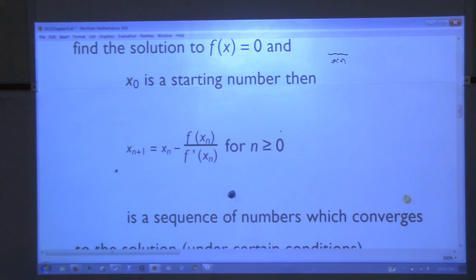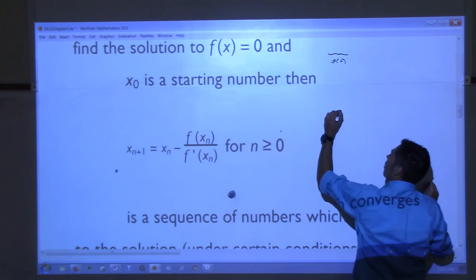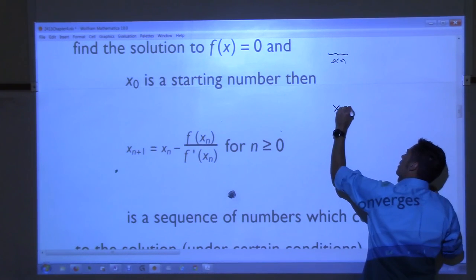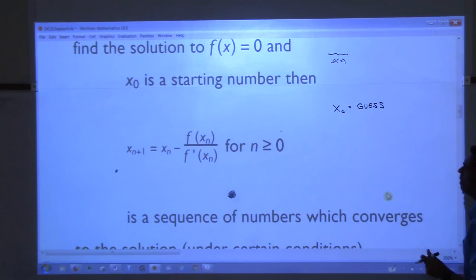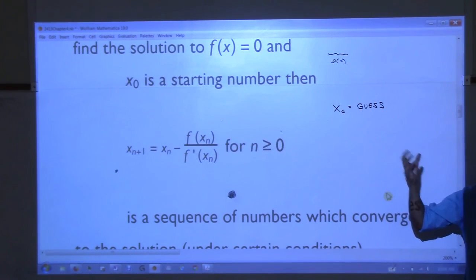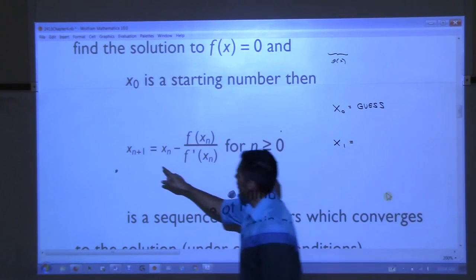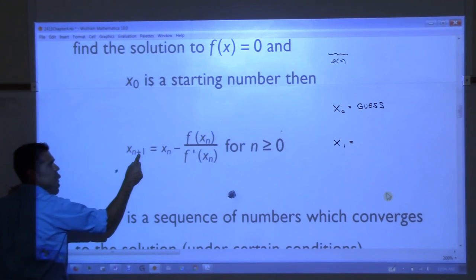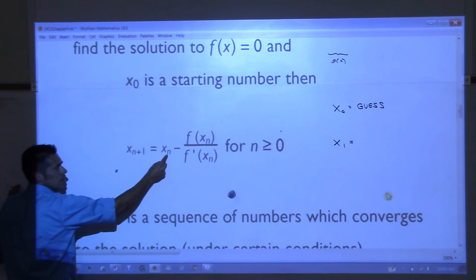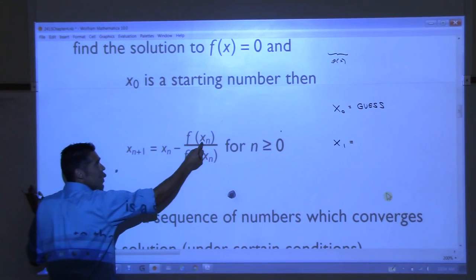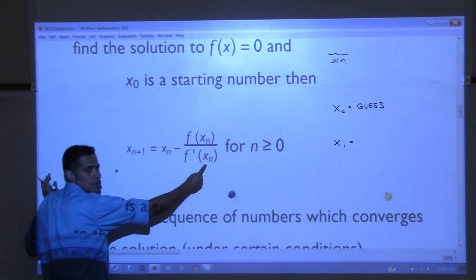It's called a recursive definition. So what you're going to do is start at x sub 0, which is a guess. So you guess a number. Now, what will x sub 1 be according to this algorithm? This says that the n plus 1 number is the nth number minus the function evaluated at the nth number over the derivative evaluated at the nth number.